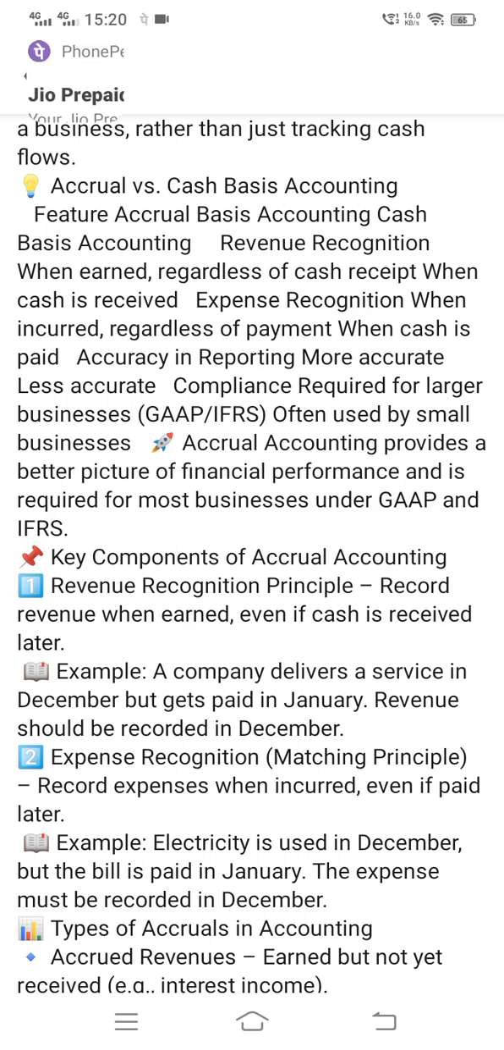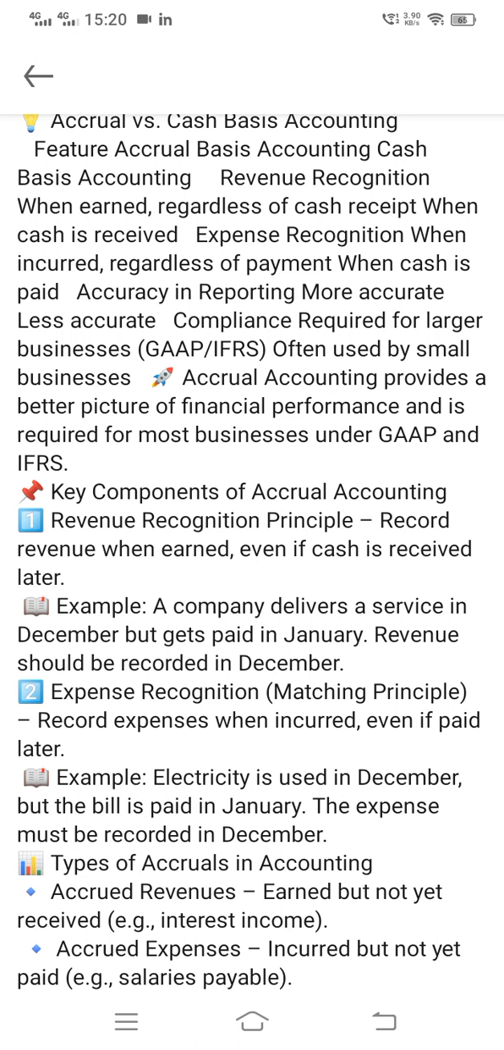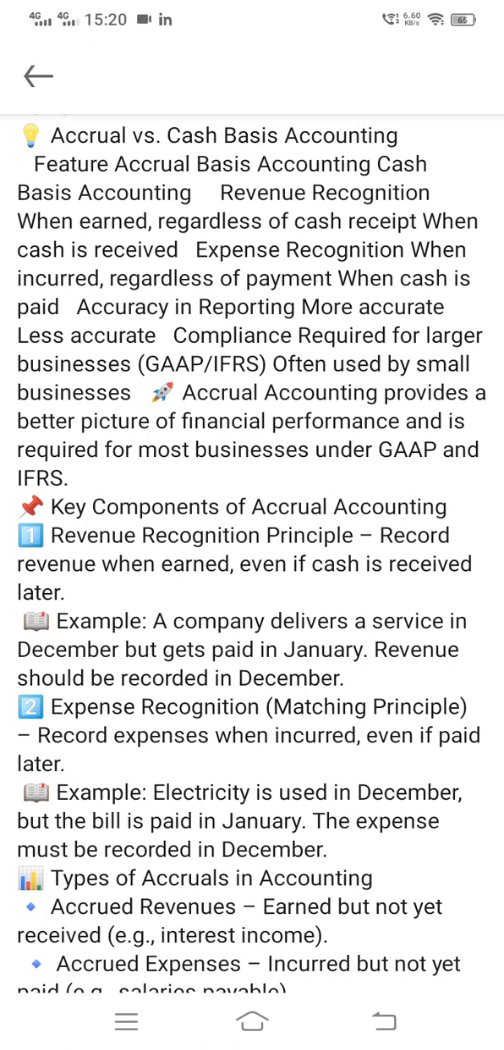Now second, accrued expense. Accrued expense is expense incurred but payment not made yet. The example is salaries payable at the end of the month but paid in the next month. The expense has been incurred but it will be paid in the next month, so that is an accrued expense.